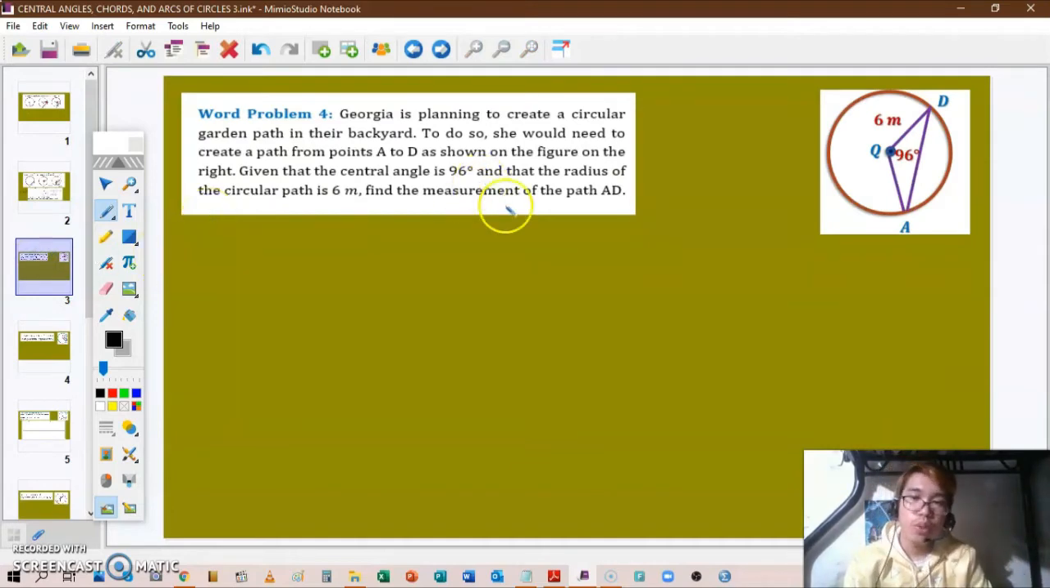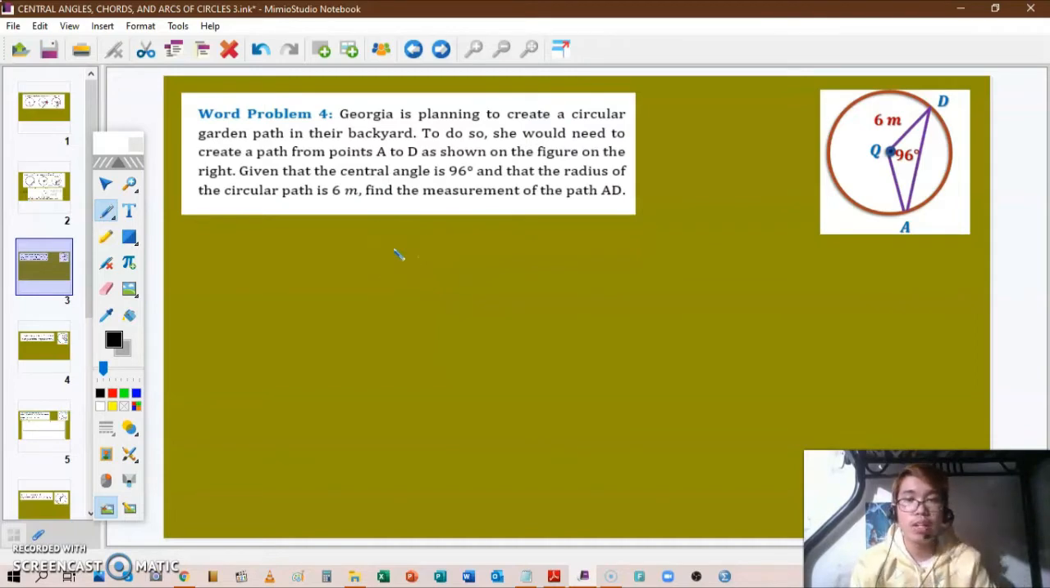So word problem 4. Georgia is planning to create a circular garden path in their backyard. To do so, she will need to create a path from points A to D, as shown on the figure on the right. Given that the central angle is 96 degrees and the radius of the circular path is 6 meters, find the measurement of path AD.